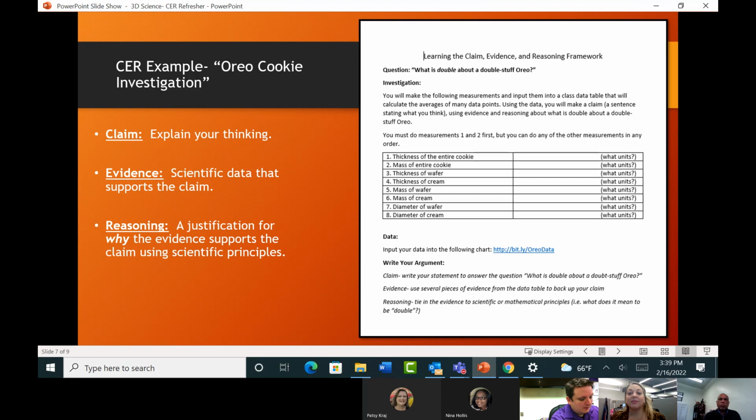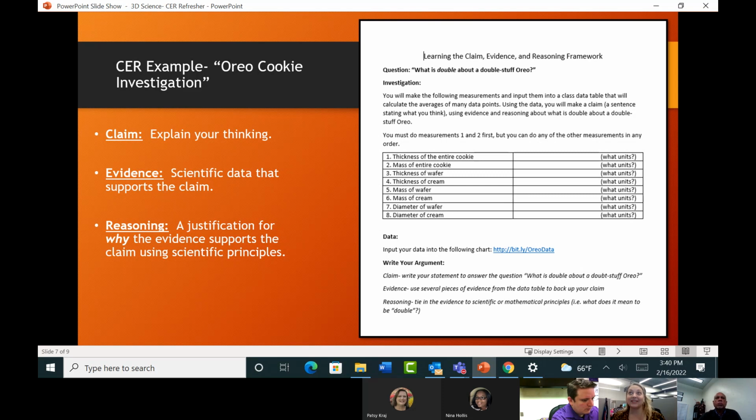So for the investigation, the students are going to make measurements and put them into a class data table that's going to calculate the averages of those data points. And then they're going to use the data to make a claim, and then use evidence and reasoning about what is double about a double stuffed Oreo. It gives the students the parameters to do measurements 1 and 2 first. So if you look at the 8 different measurements they're going to be doing, they're going to be measuring the thickness of the cookie, the mass of the cookie, the thickness of just the wafer, the thickness of the cream, and the mass of the different components, the wafer and the cream, and the diameters.